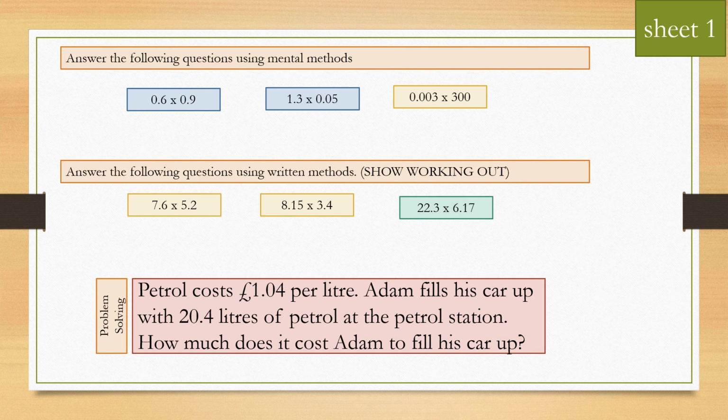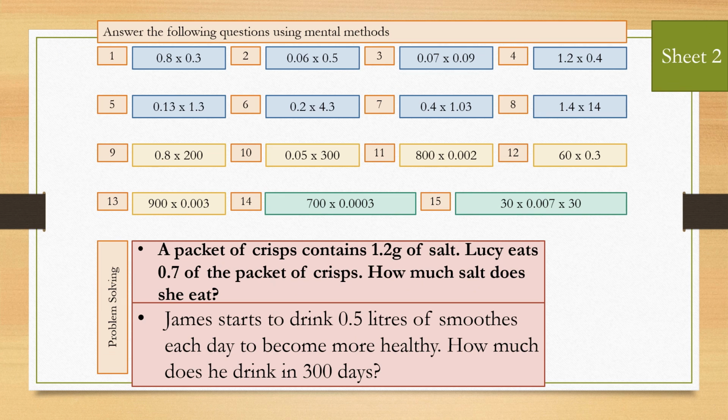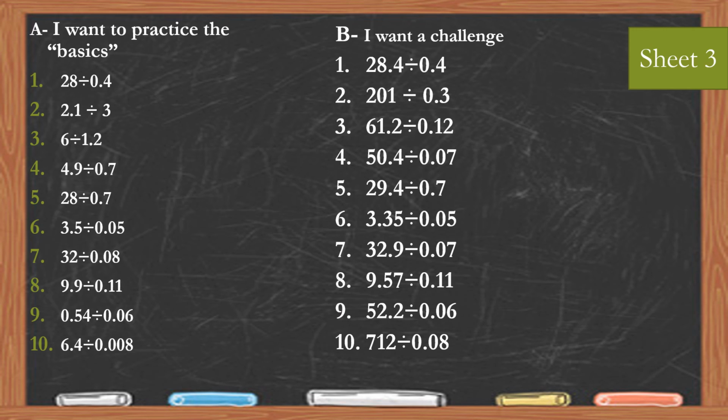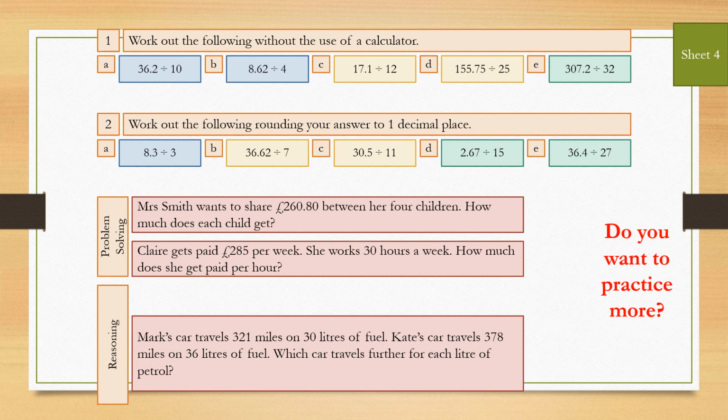Here is the first extra sheet. Second extra sheet, try to do the problem solving also. Third one, about mental division also. And here is the last one about the long division and problem solving.